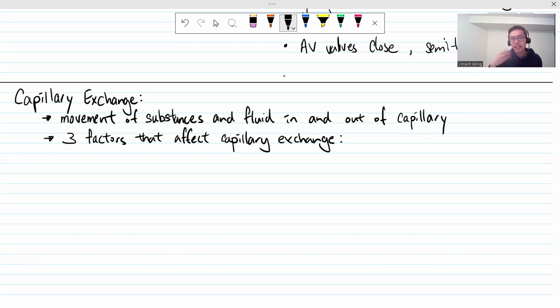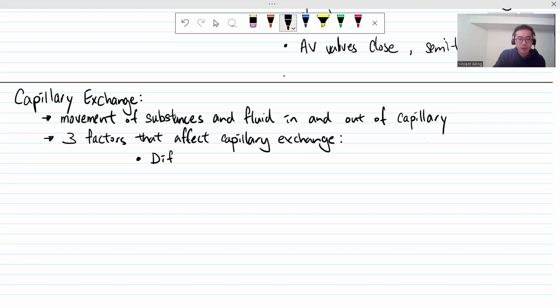When I say they're leaky, it just means that it's not like a wall behind me, right? Nothing goes through a wall. But the capillary is leaky in a way that it allows some things to pass through. So, 3 factors that affect capillary exchange. I'll list them here first, and then I'll explain what each one means.